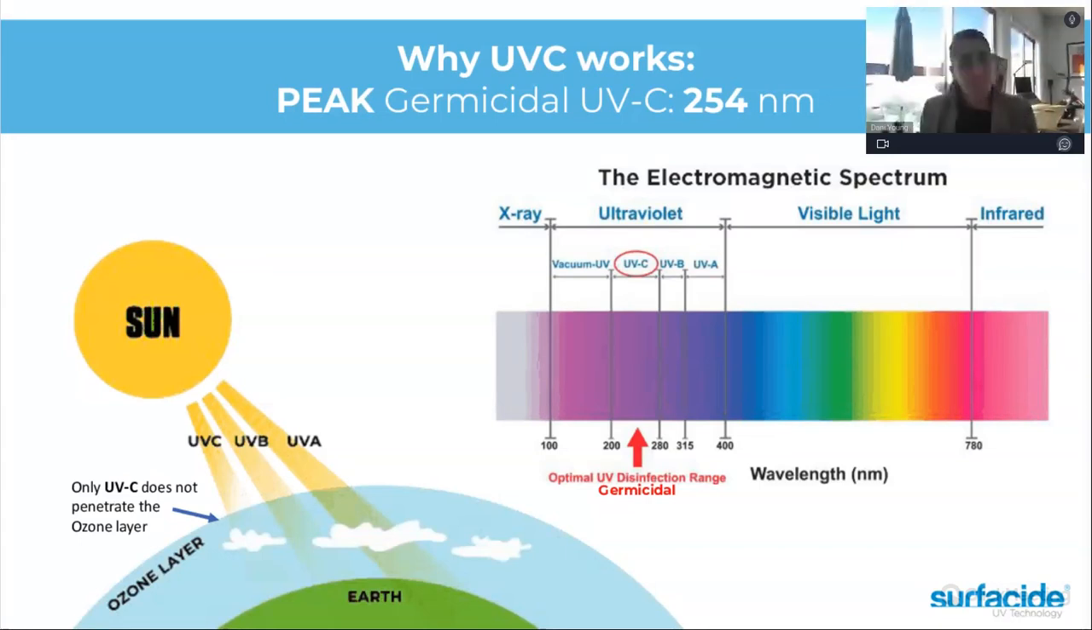Now, as just a very high level overview, this is a really good visual that I like. We already touched on it before, but UVC does not penetrate the ozone layer, so it does not make it down to Earth. That is why, when we expose a pathogen to UVC light wavelength, it breaks the RNA and DNA bonds of that pathogen, rendering it unable to replicate, so it essentially becomes deactivated.